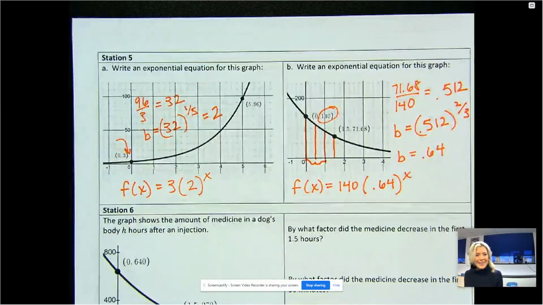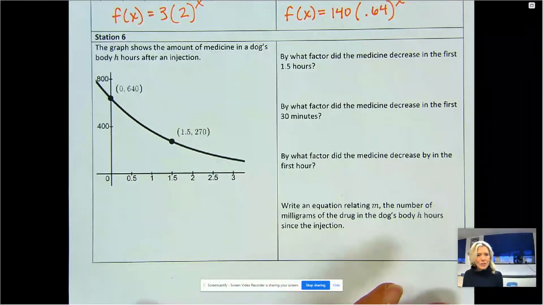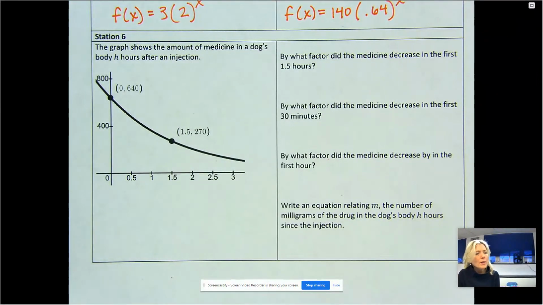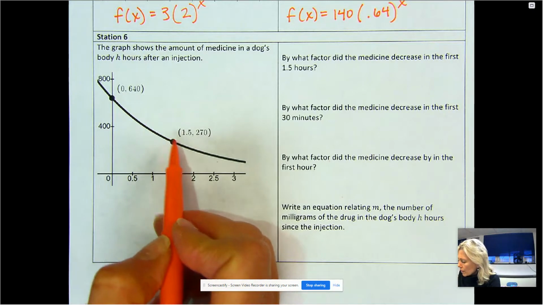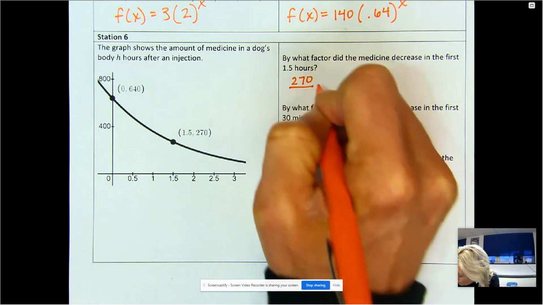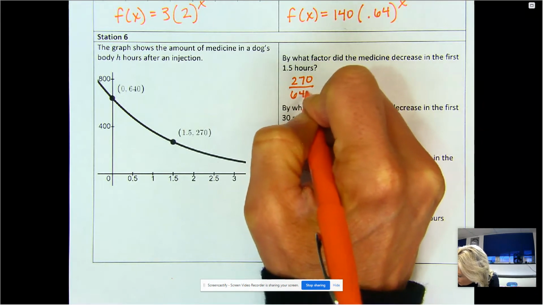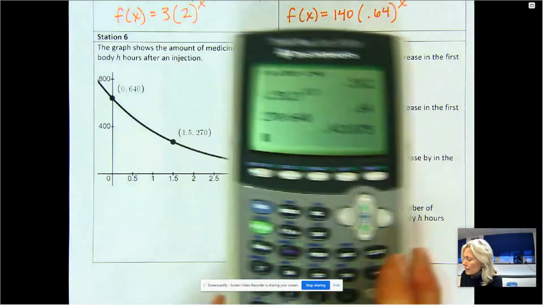All right, we are at the last question. The graph shows the amount of medicine in a dog's body 8 hours after an injection. By what factor did the medicine decrease in the first 1.5 hours? We actually have that data on the graph. And so we're going to divide 270 by 640. And that gives us this decimal.